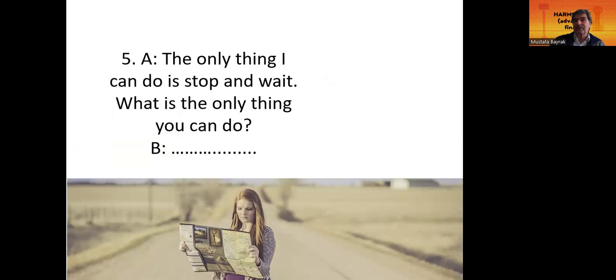stop and wait, because the first sentence is with modal can. The only thing I can do is stop and wait. Okay. For example, if we make it complete, the only thing I can do is that I can stop and I can wait. Okay. What is the only thing you can do? The only thing I can do is wait and see. Okay.